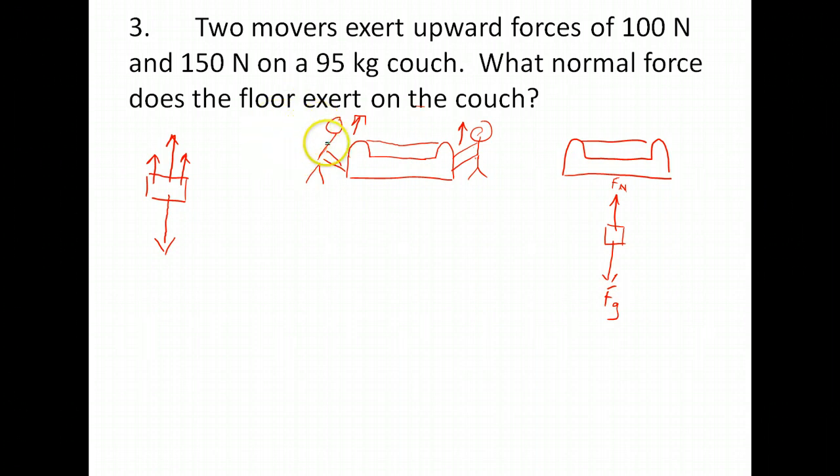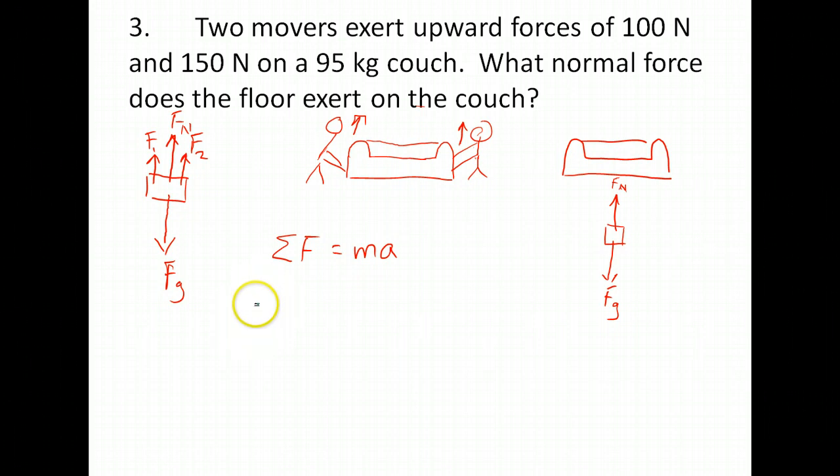Well, in the next picture, we still have the force of gravity pulling down on it. And we still have the floor pushing upwards on it, but now we also have the force from this lifter and the force from this lifter. So we've got the first lifter and the second lifter here, now pushing up on the couch. So that's going to actually reduce the normal force. So what we have to do here is take the sum of all forces equal to the mass of the couch times the acceleration of the couch in this case.